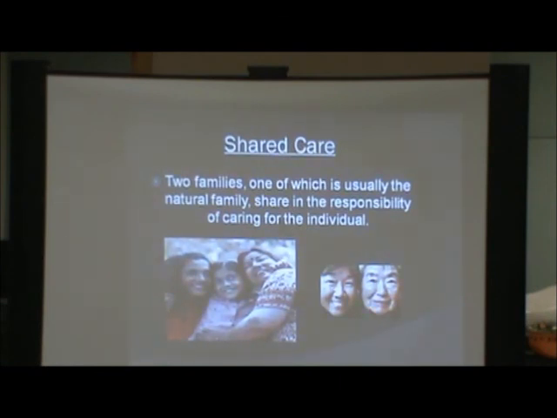And shared care, this is actually another living situation that sometimes works well, where 2 families, one of which is usually the natural family, share in the responsibility of caring for an individual. So this is where the individual may live with their family Monday through Friday and then spend weekends with another family. It might be set half and half. It's really based on the need of the individual and the families, the way they work it out. But this is another option of a continuous living agreement. This isn't for the purpose of going on vacation.